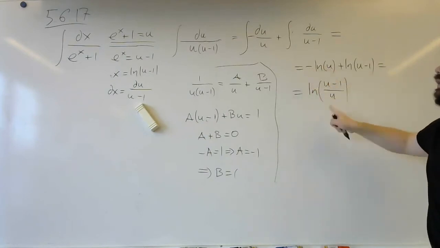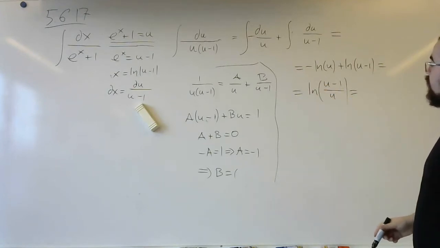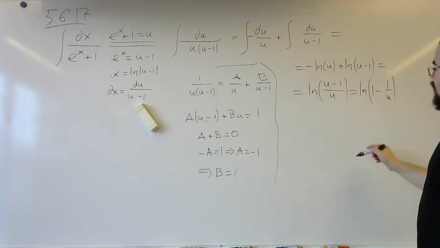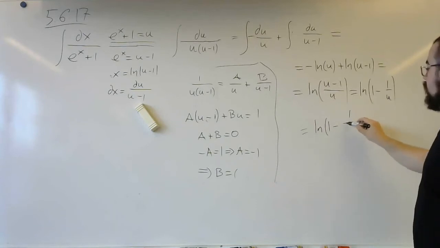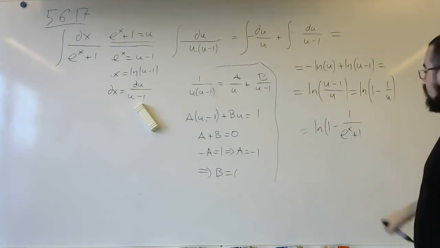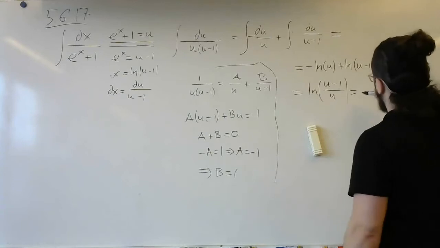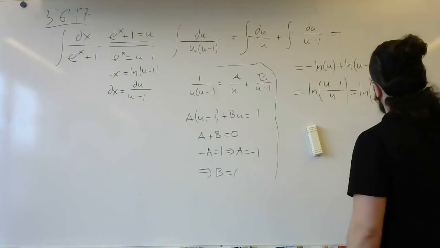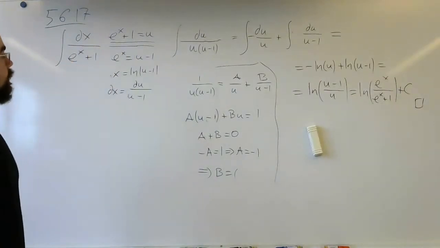This thing has a minus, so it divides. And this is no other than the logarithm of 1 minus 1 over u, if you want to say it like that. Which looks pretty bad, so I'm going to solve it here. And that will do it.